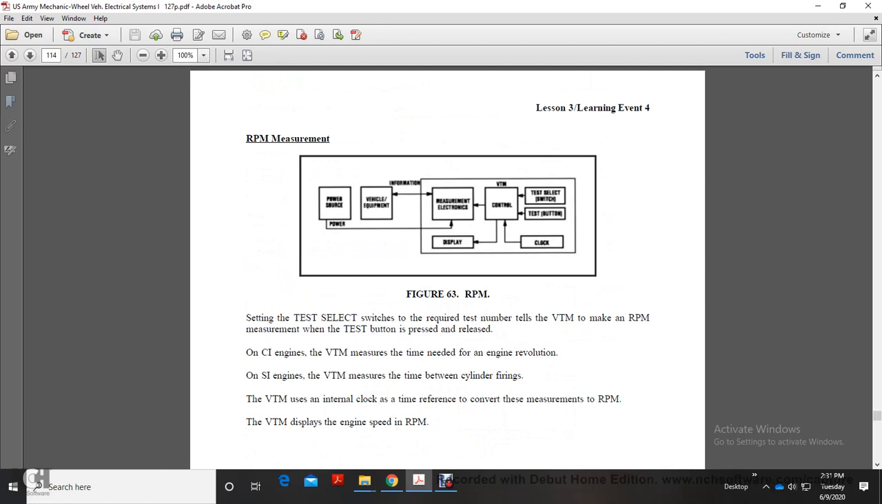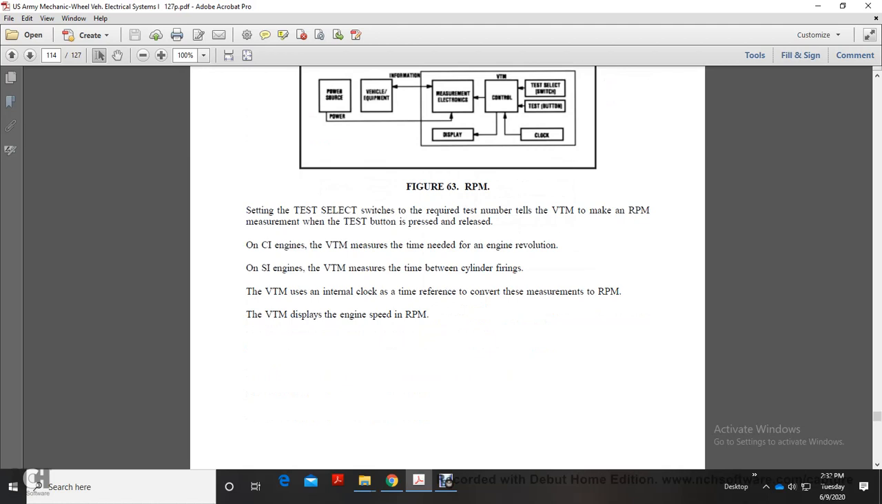RPM measurement. Check the test switches are at the required test number to tell the VTM to measure the RPM, then the test button is pressed and released. On a CI engine, the VTM measures the time between needle and engine revolution. On an SI engine, the VTM measures the time between cylinder firing. The VTM internal clock time reference converts the measurement to RPM, and the VTM displays the engine speed in RPMs.